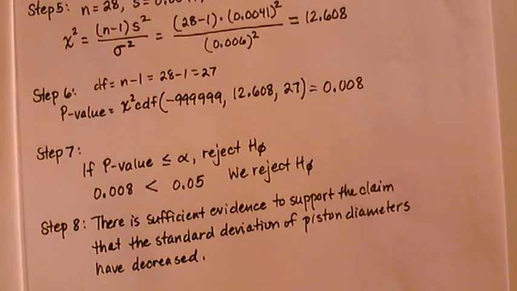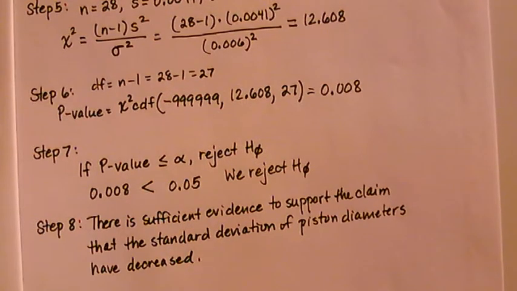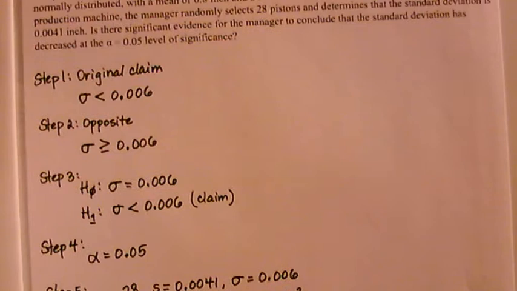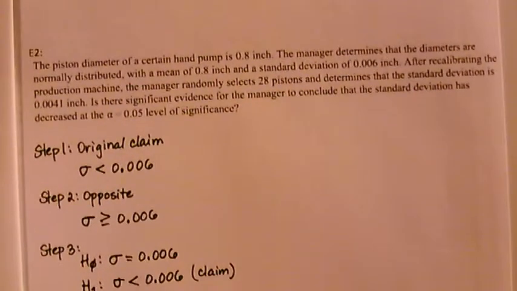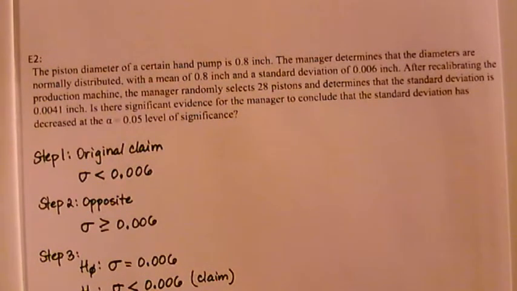Okay. So that's our decision, or conclusion, that there's sufficient evidence to support the claim that the standard deviation of piston diameters has decreased. So that's pretty much the process of the 8-step hypothesis procedure for a standard deviation.